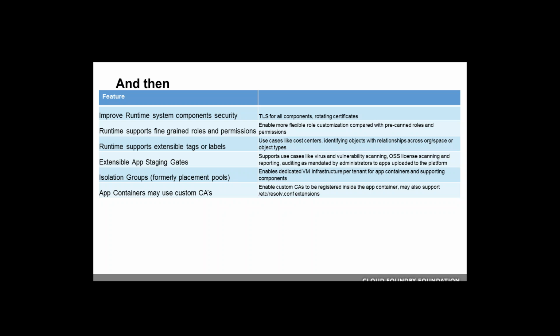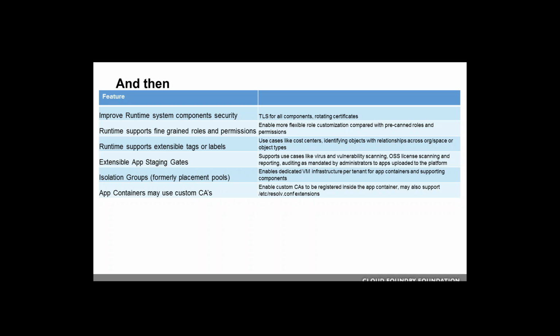The next item is isolation groups. We formerly referred to this as placement pools. The way we're looking at this now would be a tier of cloud controllers above many lattices. So the components that make up lattice, like a router, and Diego components would be all controlled by one cloud controller tier.